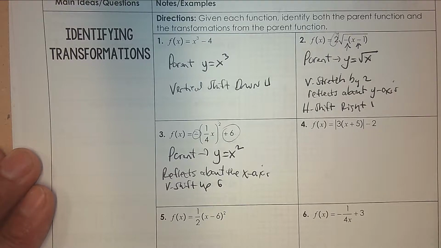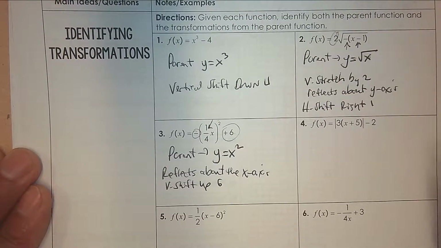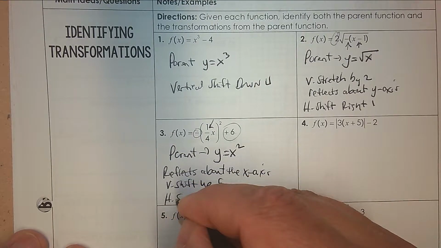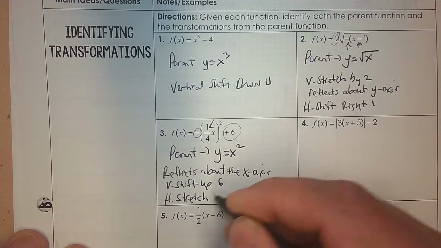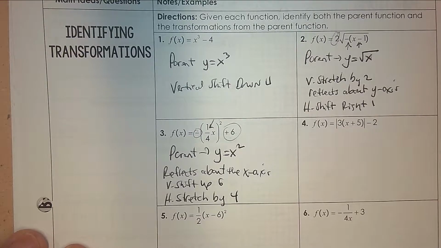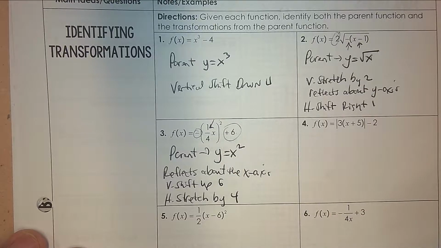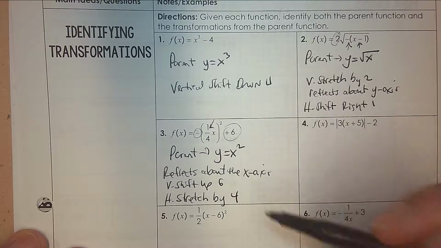And when I see the inside, I do the inverse of what I see. So that's actually a horizontal stretch on the inside by 4. So the inverse of that times a quarter is times a 4, or the inverse of dividing by 4 is multiplying by 4.